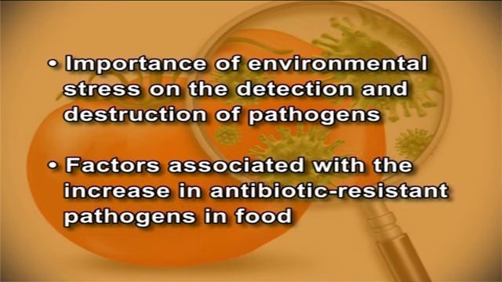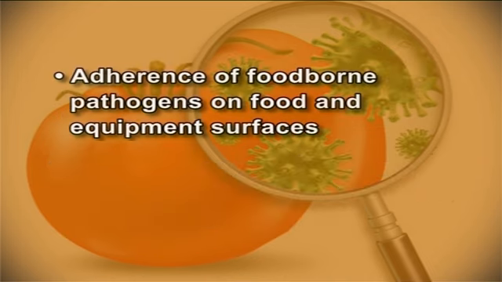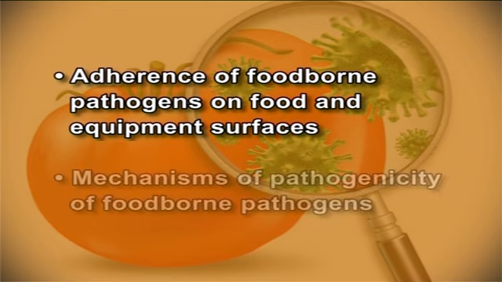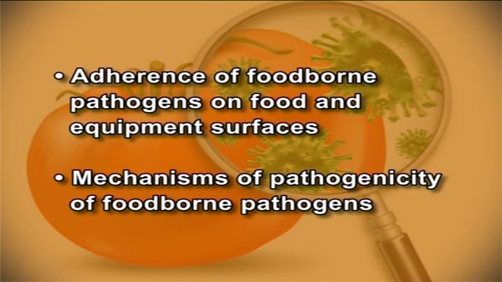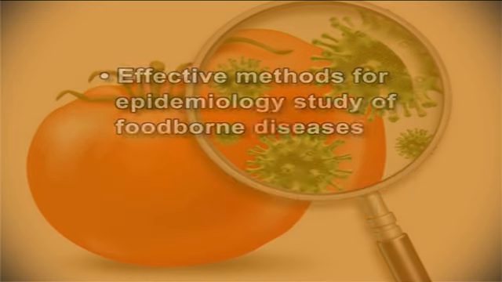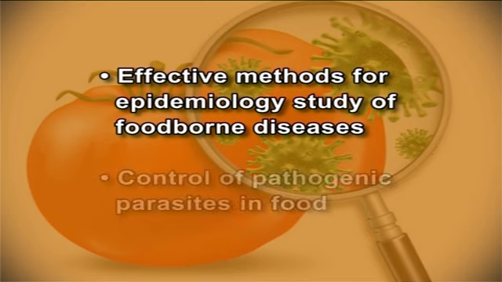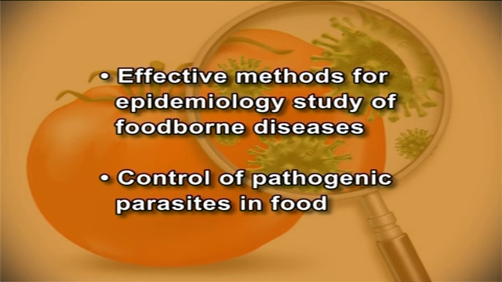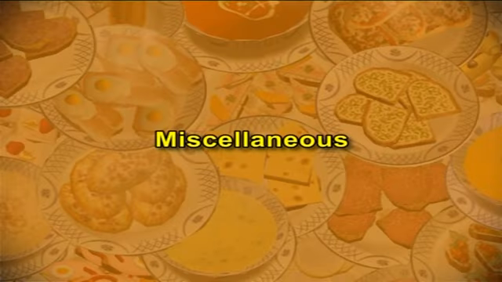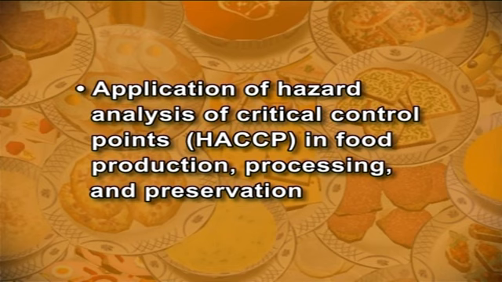Factors associated with the increase in antibiotic resistant pathogens in food. Adherence of foodborne pathogens on food and equipment surfaces. Mechanisms of pathogenicity of foodborne pathogens. Effective methods for epidemiology study of foodborne diseases. Control of pathogenic parasites in food, and the miscellaneous application of hazard analysis of critical control points, that is HACCP, in food production, processing and preservation.